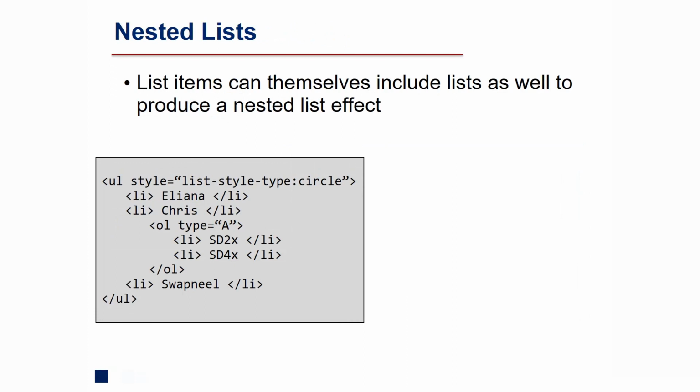We can have, in this case, an ordered list within an unordered list. In this case, we'll have an unordered list on the outside. We'll specify the list style type to be circle. And then on the inside, we'll have an ordered list using A, B, C, D in front of each element, and it would appear like this.